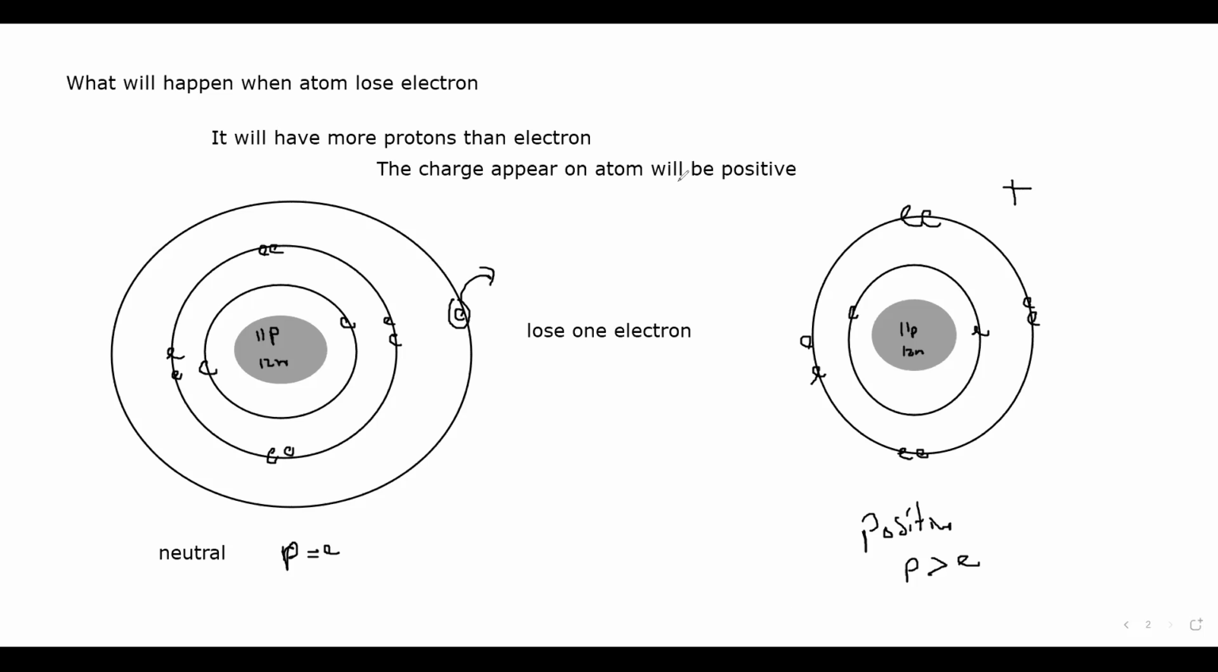Is it clear, this part? Is it clear how we can charge an atom, or how we can charge a material? That's the next topic. But first thing you should understand is that an atom can have a positive charge. How can an atom have a positive charge? By losing electrons. Same way, what will happen when it gains electrons?